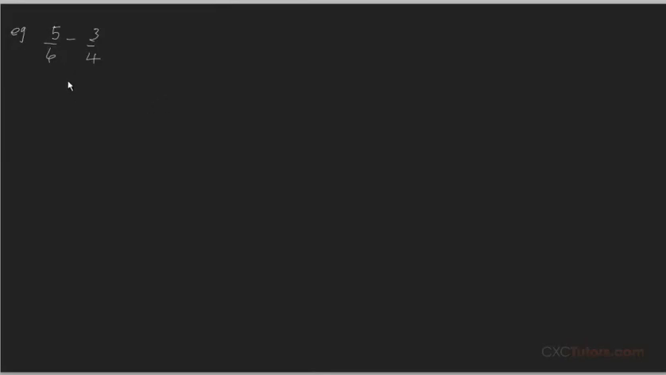Another simple example relating to subtraction of fractions where the denominators are different. Now we have 5 over 6 minus 3 over 4. We must now find our LCM. If we multiply 6 by 4, we're going to get 24.